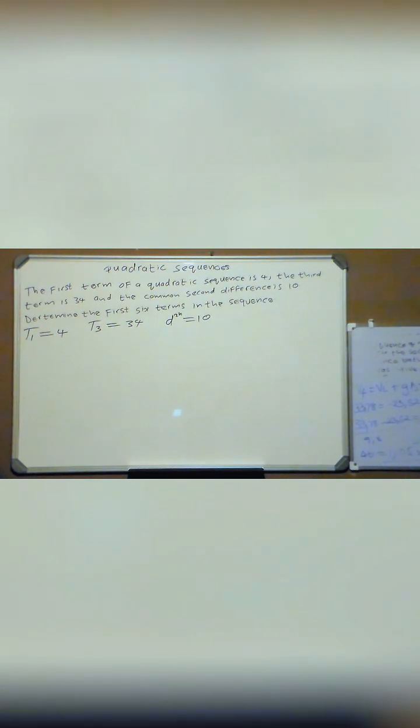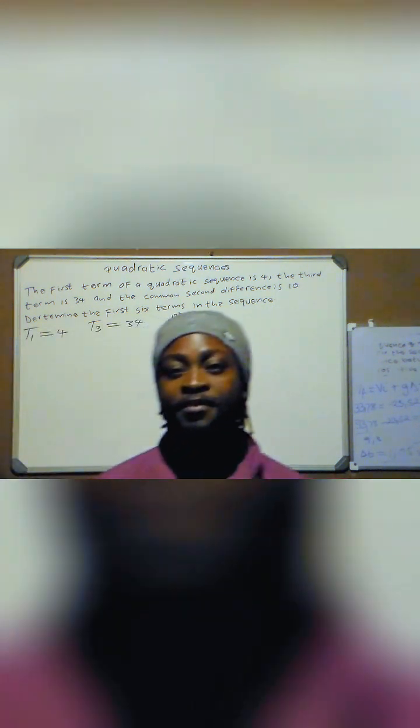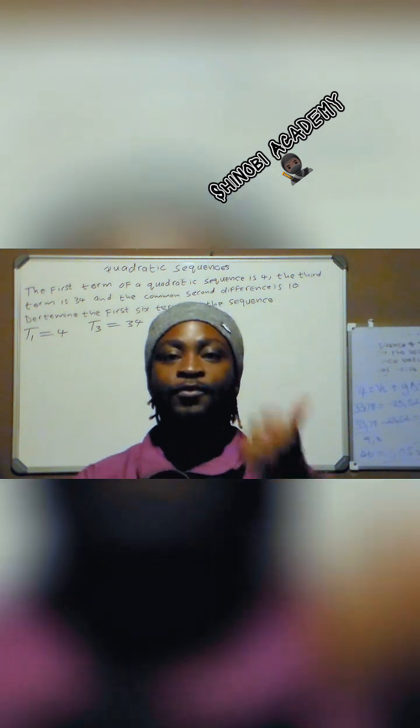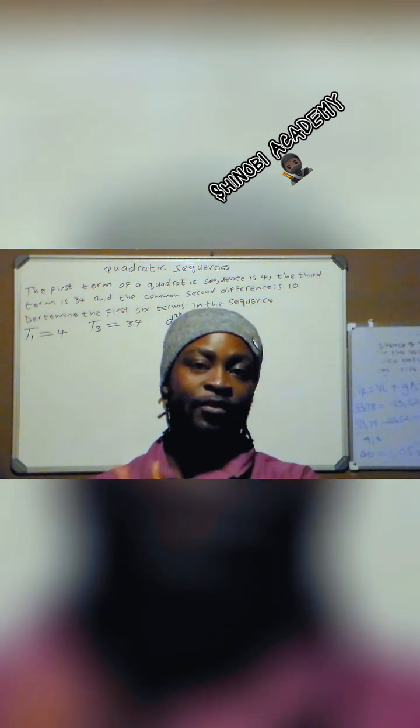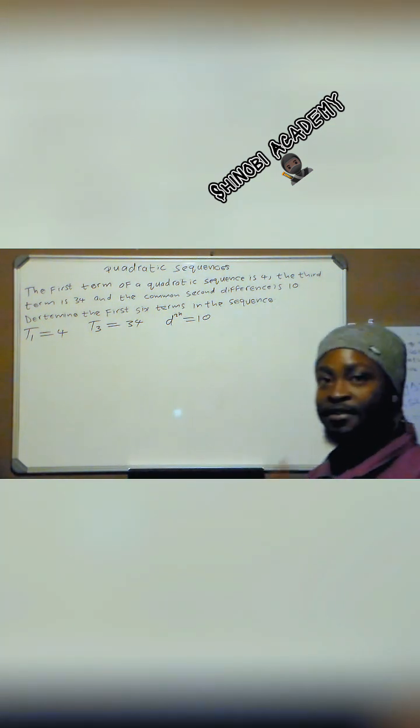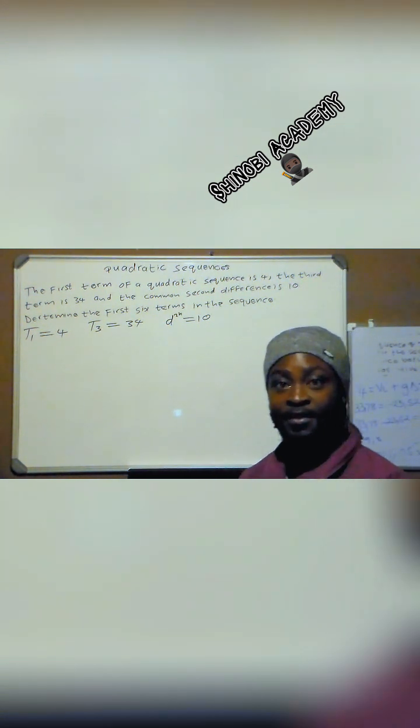Determine the first 6 terms in the sequence. The easier way, I would say, is to first find the general term of this sequence, then we can find our 6 terms. So how are we going to find the general term of the quadratic sequence? We are given 2 terms, just like before with arithmetic and geometric sequences. If you are given 2 terms, you can generate 2 equations.